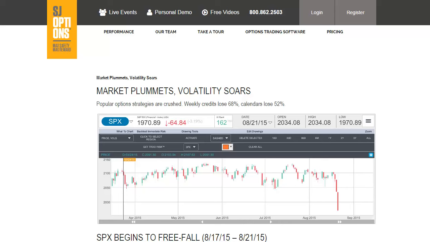As you see in the price chart in front of you of the SPX, you can see how the market started to just fall off a cliff here, and actually the market drifted down a little bit further from when I took this picture. This was from the 21st, and then the 24th was another really down day.